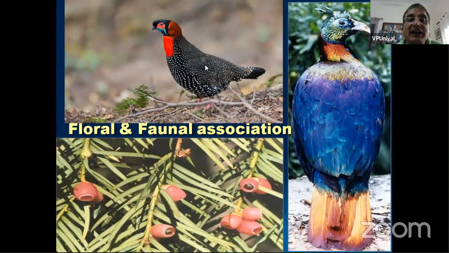Subsequently, they are also eating the seed, the fruit of this plant. And when the seed comes out from the gut of both the pheasants, the germination process is very fast. Otherwise, the natural germination is very, very slow. So this is the story between insects, pheasants, and Taxus baccata. Both the pheasants as well as the tree species Taxus baccata are in Schedule 1, a high-value medicinal plant of the Himalayas, certainly for curing cancer.